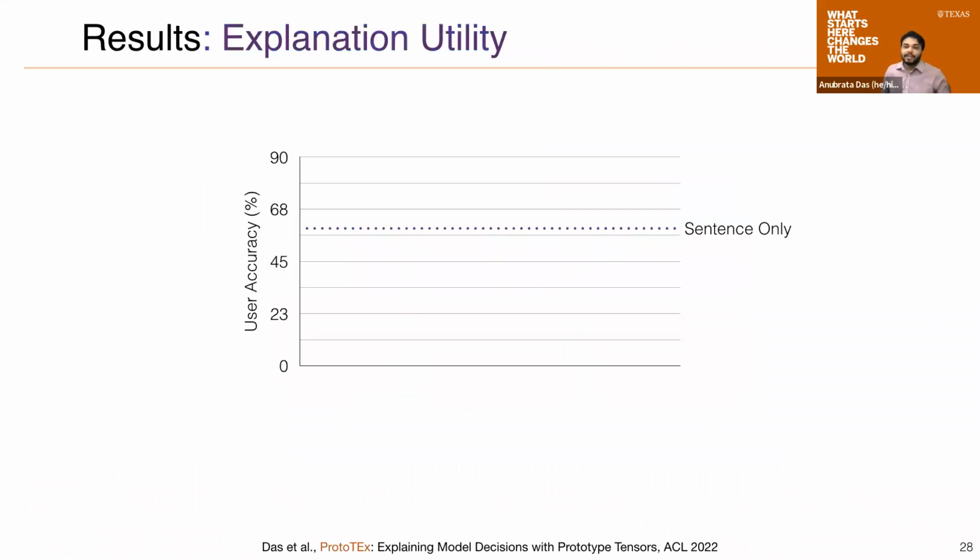And for explanation utility, we compare against a few baselines. The first one is we give only a particular sentence from this dataset to the user and ask them whether this is propaganda or not. And then in a second baseline, we show them that sentence and a set of random examples that are drawn from the dataset. And you see that showing random examples as explanations is actually hurting the performance.